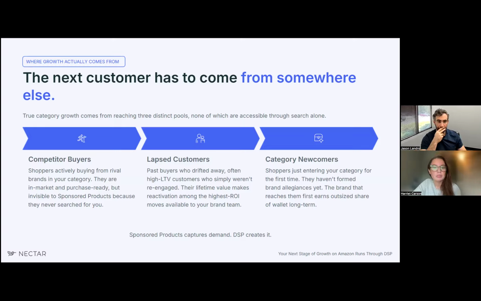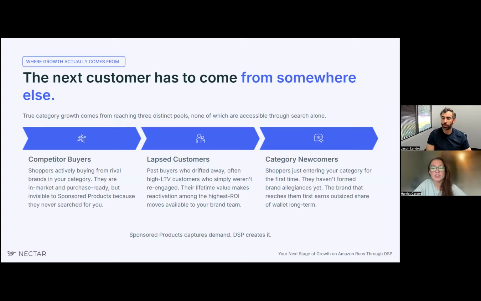And then the third group is really category newcomers. So these are shoppers entering your category for the first time. They haven't formed brand preferences yet. The brand that reaches them early often has a meaningful advantage over the long term. It can be a little bit more expensive to reach these users, but you want to get to them at really the early stage of the funnel. And also some of these category newcomers, you've created that demand by reaching them with very, very broad upper funnel audiences to create interest and more demand for the brand.